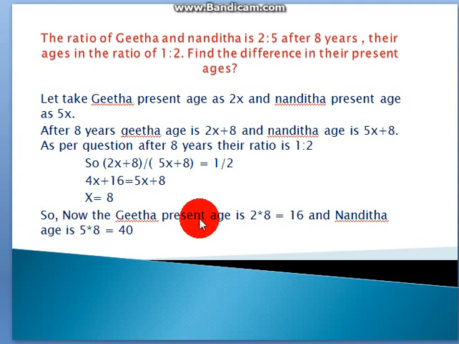Now Geeta's present age is 2x, that is 2 into 8, equal to 16. And Nandita's present age is 5x, so 5 into 8 equal to 40. In the question, they ask for the difference in the present ages. So the difference in the present ages is 40 minus 16, that is equal to 24.